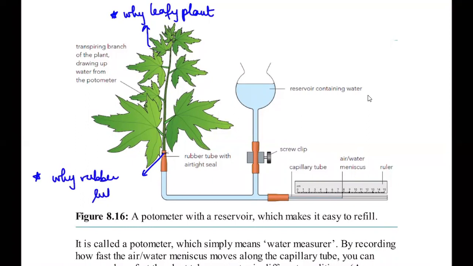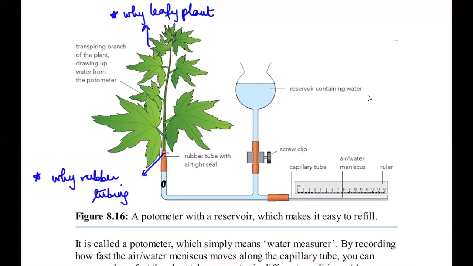Okay, so the rubber tubing is used to seal this entire apparatus, because if you're not going to seal it, air will enter. As soon as air enters, it's going to break the water column. There will be an air bubble like this, and the air bubble will actually interrupt the water column. The water column should ideally be unbroken, right? But it will break it.